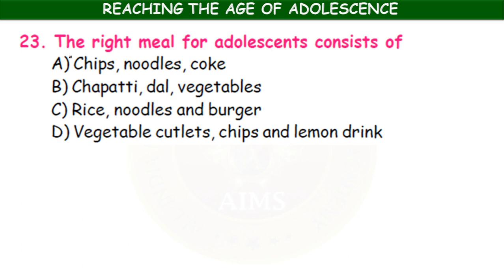The right meal for adolescents consists of chips, noodles, coke, or a combination of chapati, dal, vegetables, rice, noodles, and burger, vegetable cutlets, chips, and lemon drink. So chapati, dal, and vegetable is a healthy food.